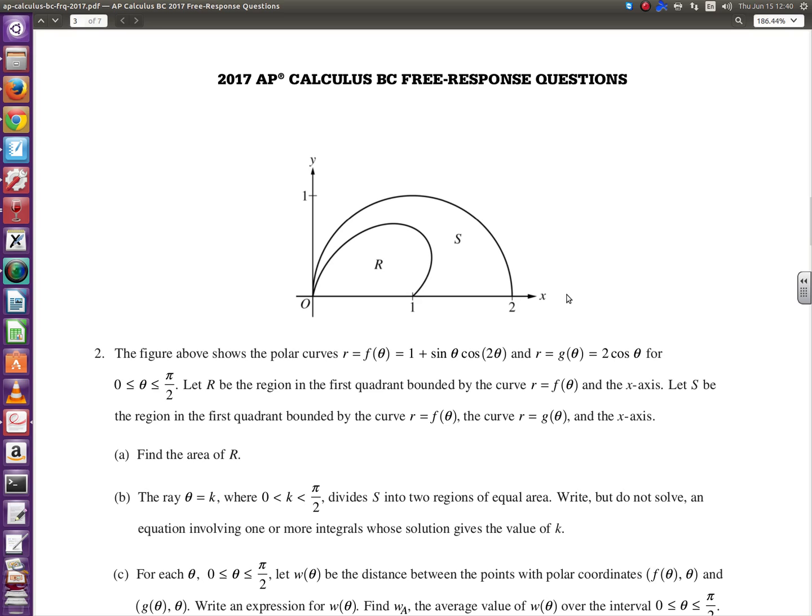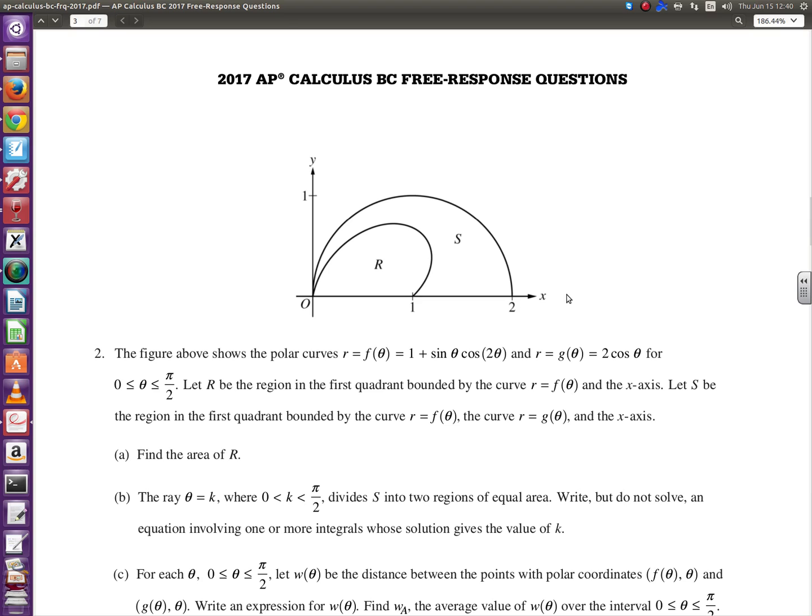For theta from 0 through pi radians inclusive, let R be the region in the first quadrant bounded by the first curve r equals f of theta and the x-axis. Let S be the region in the first quadrant bounded by the curve r equals f of theta, the curve r equals g of theta, and the x-axis. Find the area of the region R.